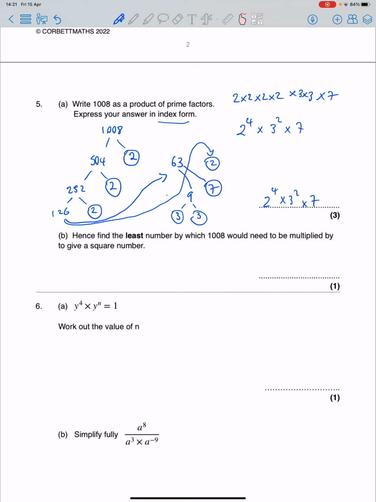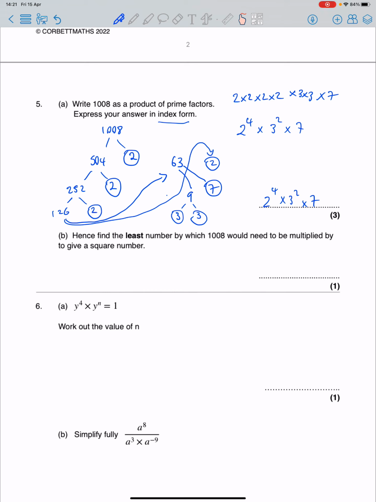Then it says, hence find the least number by which 1008 would need to be multiplied by to give a square number. And in this case, when you're thinking about products of prime factors, a square number is one where all the powers are even. So that's what we need.